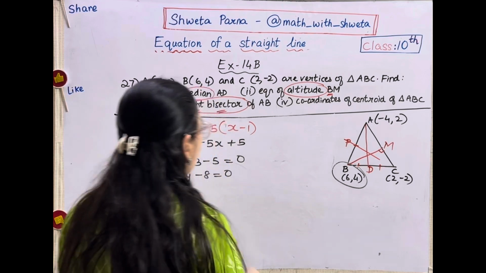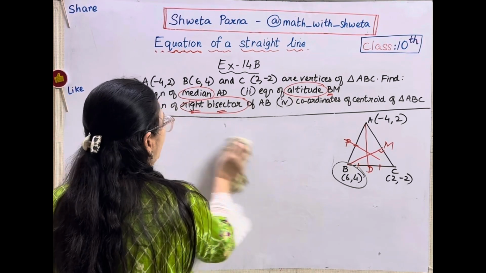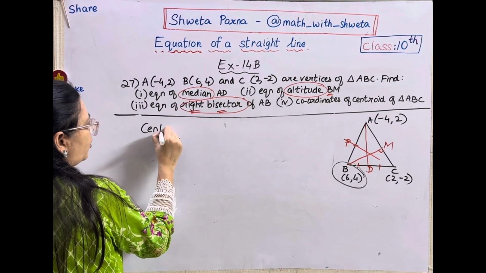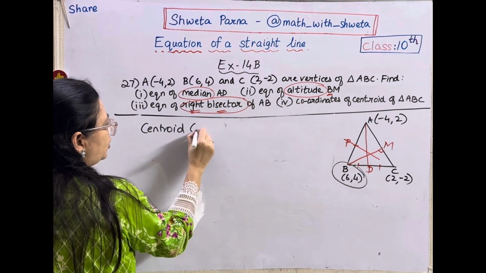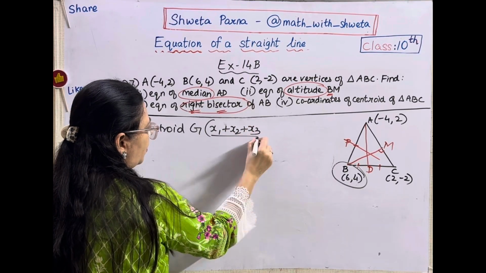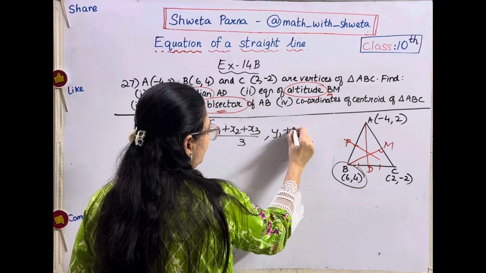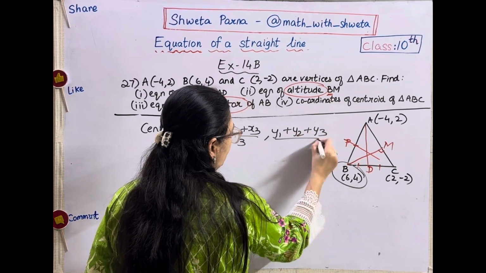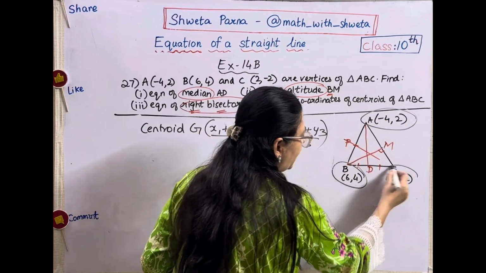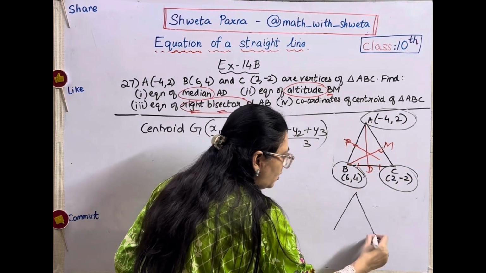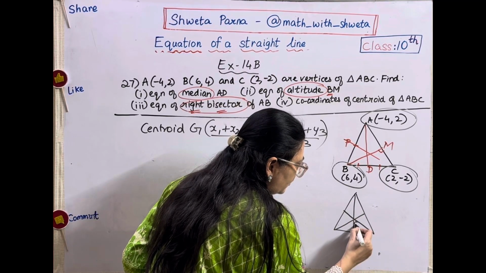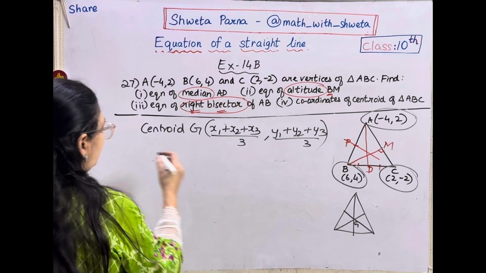Okay. Now the fourth one is, you have to find the coordinates of the centroid. What is the formula to find the coordinate of the centroid? Say the centroid is G. So it is x1 plus x2 plus x3 upon 3 and y1 plus y2 plus y3 upon 3. Which three coordinates will you take? You will take A, B and C. How does the centroid look? This is your centroid.